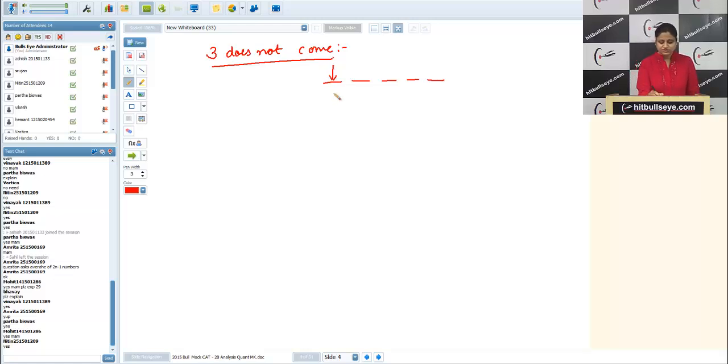For the first place, how many choices? There are 8 choices. 3 cannot come, 0 cannot come. For every other place, there are 9 choices except 3, which comes out to be 52488. That is the first case where we are not using 3. Is it okay, guys? Clear?